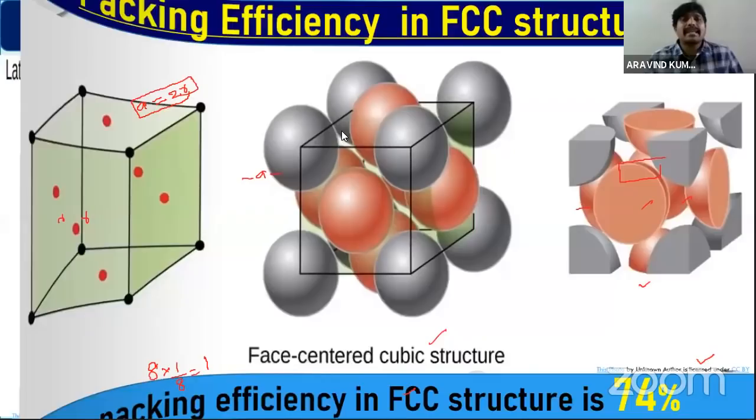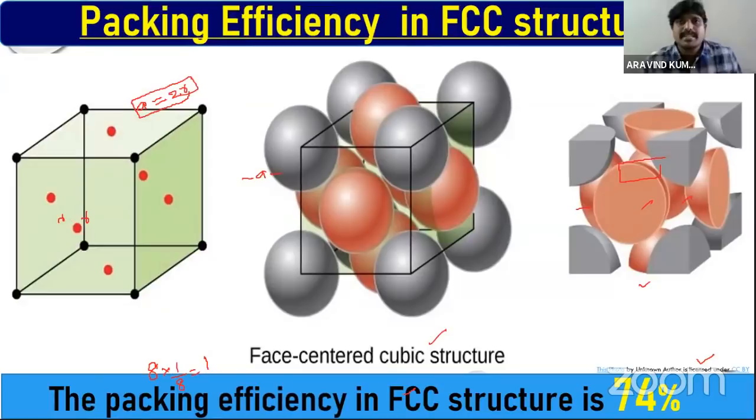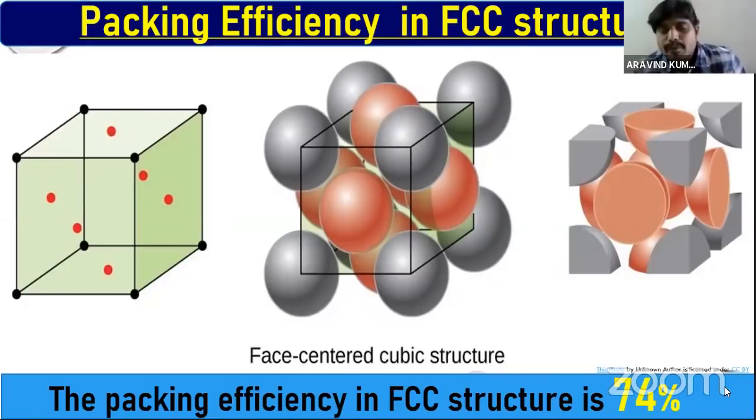Right. Packing efficiency in face-centered cube or face-centered structure. Let me clear this, children. In the face-centered cube, atoms are present not only at the corners, but also on the centers of the faces. So the packing efficiency is 74%. Because of the time, we are not able to derive it, but just remember that it is 74%.